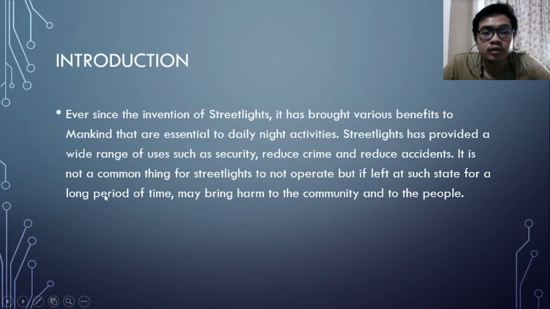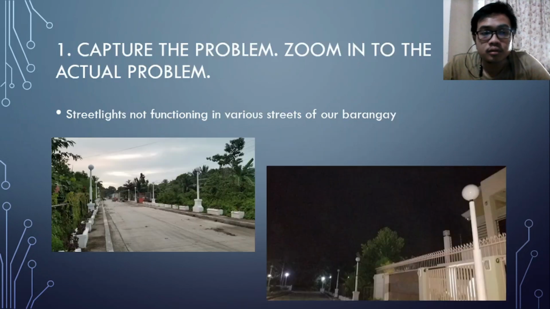So, a brief intro. Ever since the invention of streetlights, it has brought various benefits to mankind that are essential to daily night activities. Streetlights have provided a wide range of uses such as security. They can reduce crime rates and reduce accidents that happen in an area. So, it is not a good thing for streetlights to not operate, which, if left in such a state for a long period of time, may bring harm to the community and to the people around.